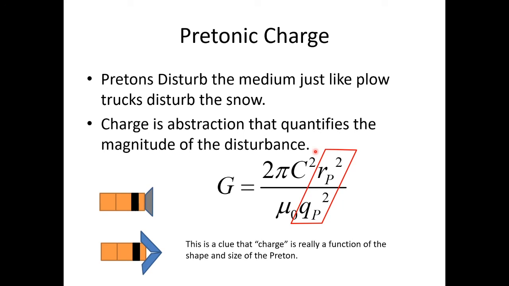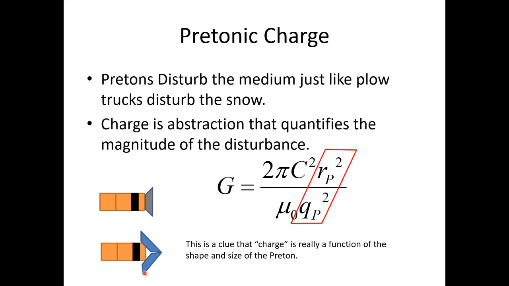Now going back to this guy over here, we learned that there's a high correlation between the radius of a preton and the charge of a preton. So that means the charge and the shape are somehow tightly related. Now we can look at this with a plow truck. Here's a plow truck with a small plow. Here's a plow truck with a much bigger plow.